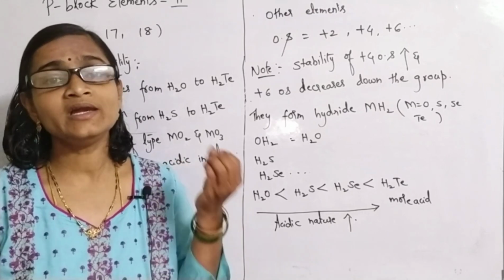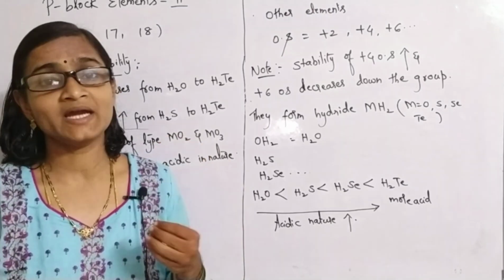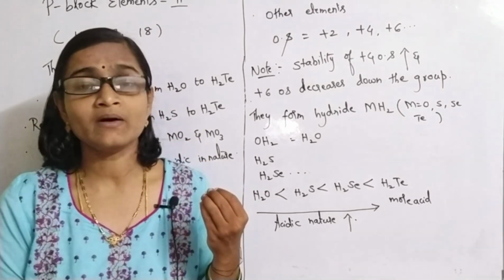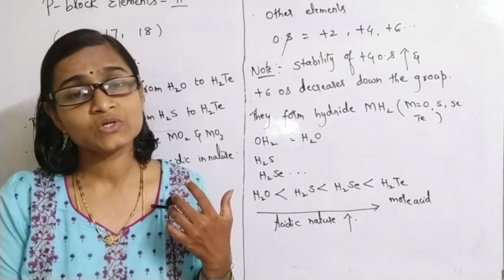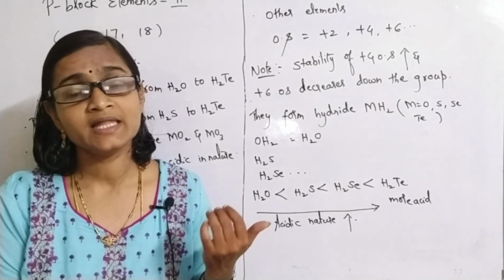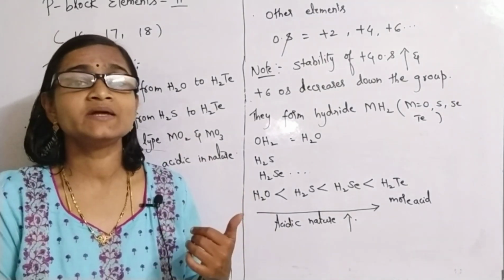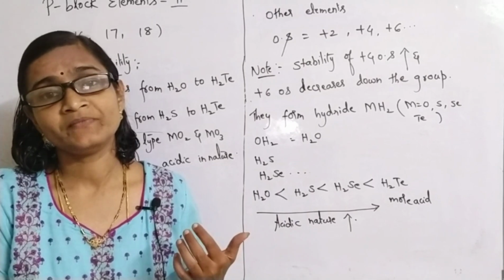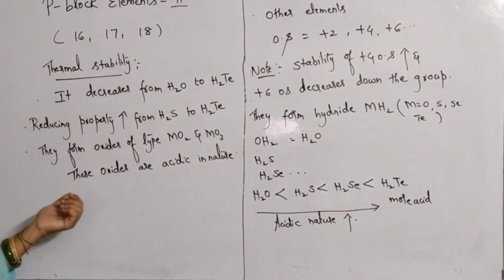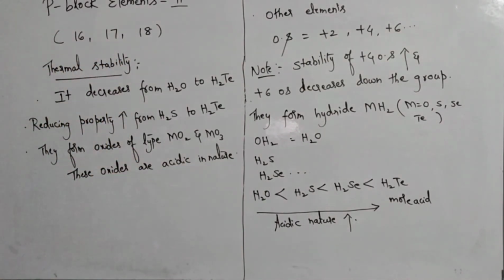If you go for these 6A group elements, you find mostly non-metals. Only polonium is a metal. Selenium and tellurium are of course metalloids. So their oxides exhibit acidic character, very weak acids, but still acidic. So generally the oxides of this group elements are acidic in nature. Please remember that point.